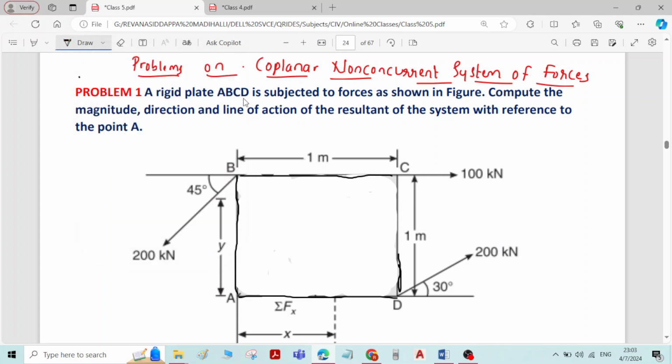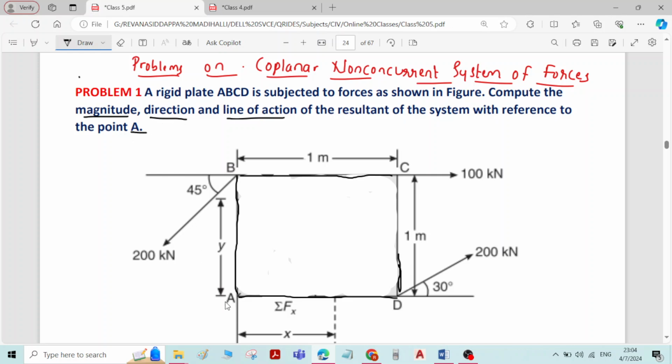A rigid plate ABCD is subjected to forces as shown in figure. Compute magnitude, direction and line of action of the resultant of the system with reference to the point A. Okay, so it is a rigid plate which is subjected to a few forces, a non-concurrent system of forces. For this we have to find magnitude R, direction theta and line of action of the resultant force, with reference to the point A.